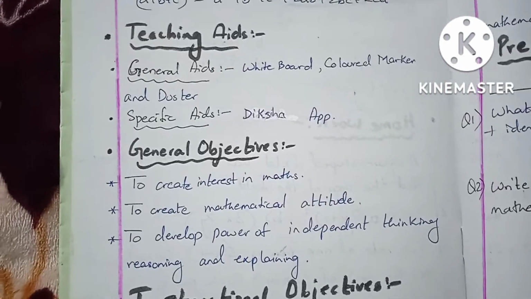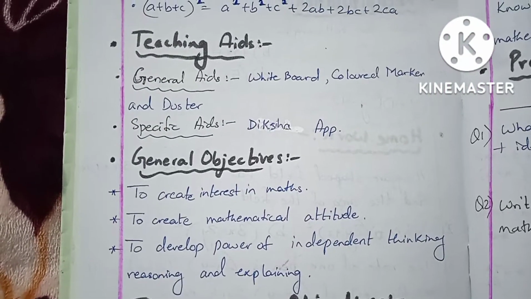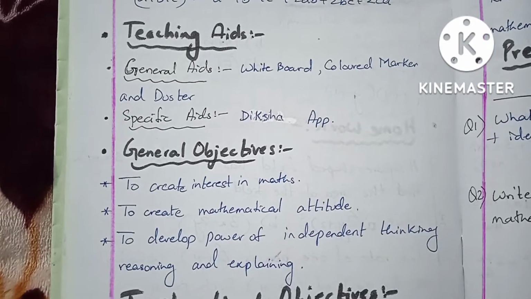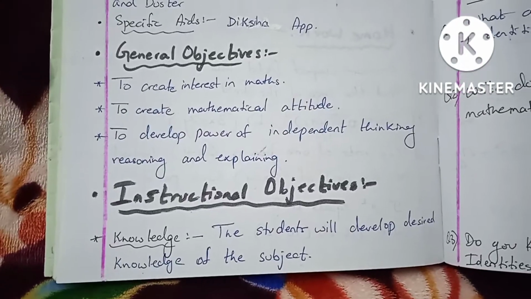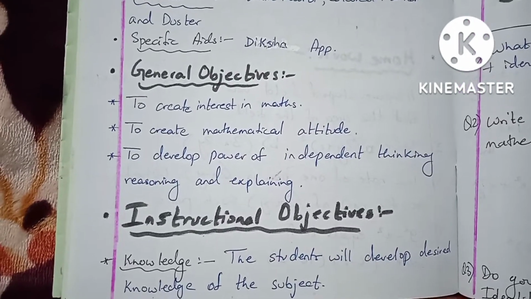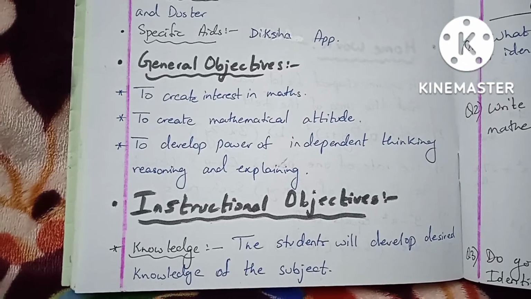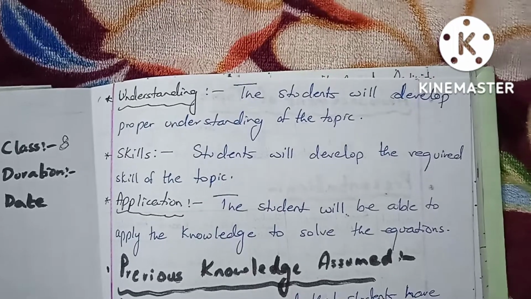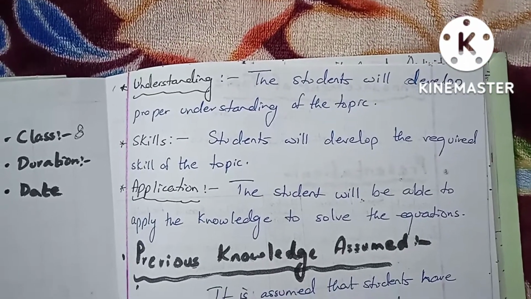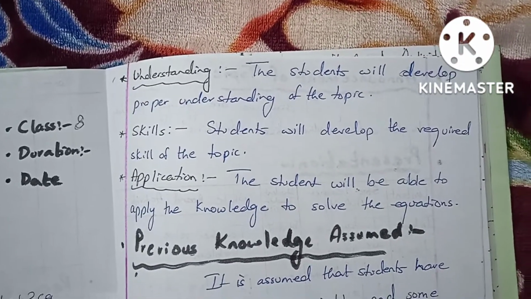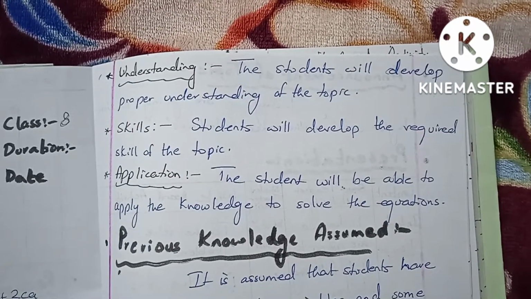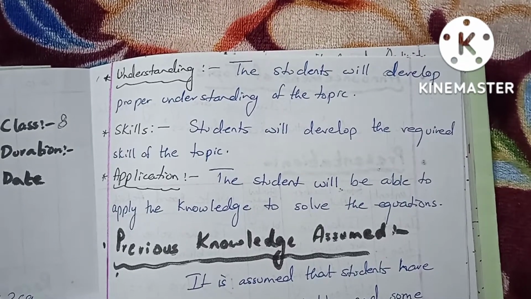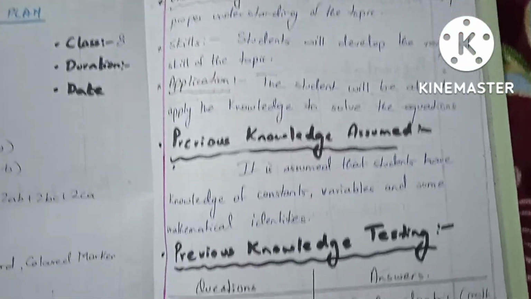General objectives are to create interest in math, to create mathematical attitude, to develop power of independent thinking, reasoning, and explaining. For instructional objectives, for knowledge, the student will develop the desired knowledge of the subject. Understanding: the students will develop proper understanding of the topic. Skills: students will develop the required skill of the topic, and for application they will be able to apply the knowledge to solve the identities.